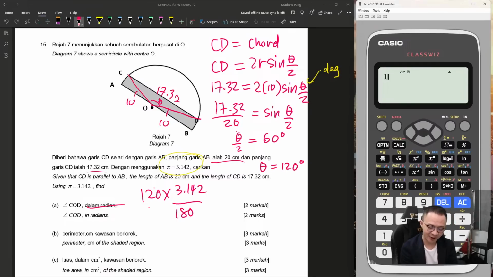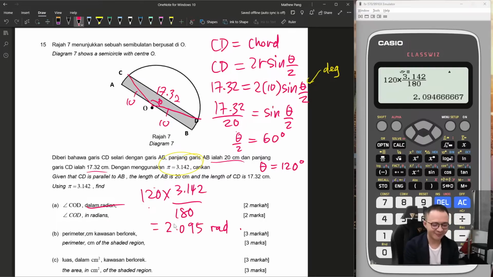120 multiply 3.142 over 180. Then we got the answer they want, which is 2.095 radian. Yup. This is what I want.